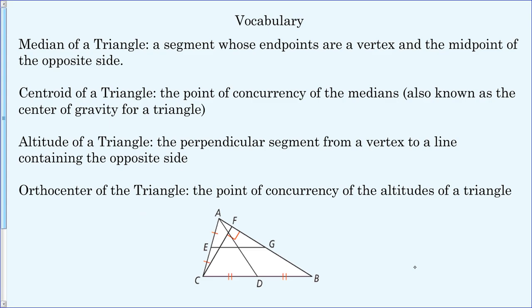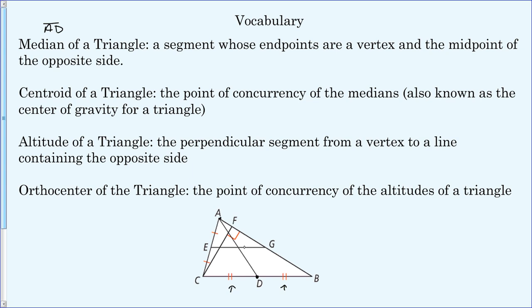Vocab word number one, median of a triangle, which is a segment whose endpoints are a vertex and the midpoint of the opposite side. So if you look at my triangle I have down here, line AD is a median of the triangle because it goes from vertex A to the midpoint of line CB. We know it's the midpoint because CD is marked congruent to DB. So that's how we know it's the midpoint. So therefore AD is a median. I'm going to write that up here. Line AD is a median of this triangle.